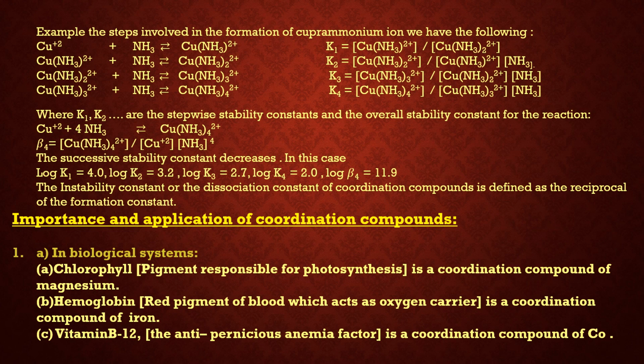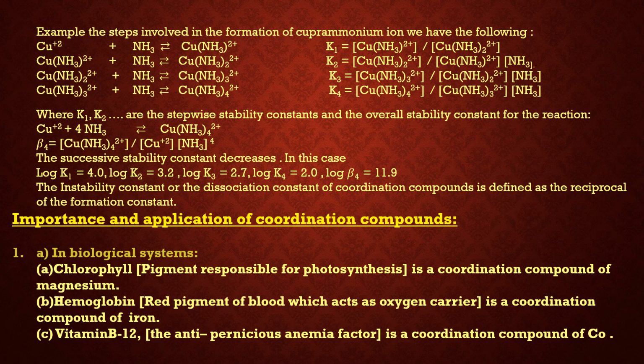Then this monoamine complex reacts with another ammonia to form the diamine complex. The diamine complex reacts with the third ammonia to form the triamine complex. And the triamine complex reacts with the fourth ammonia to form the tetraamine copper ion. And the stability constants K1, K2, K3 and K4 are given in a similar manner.